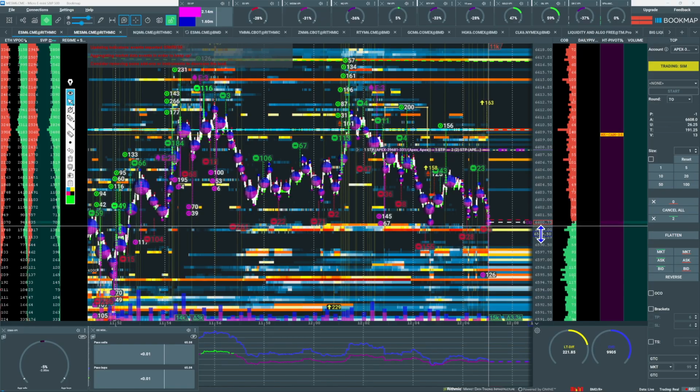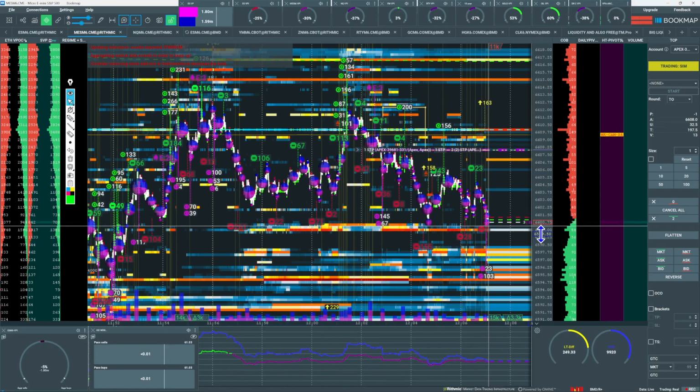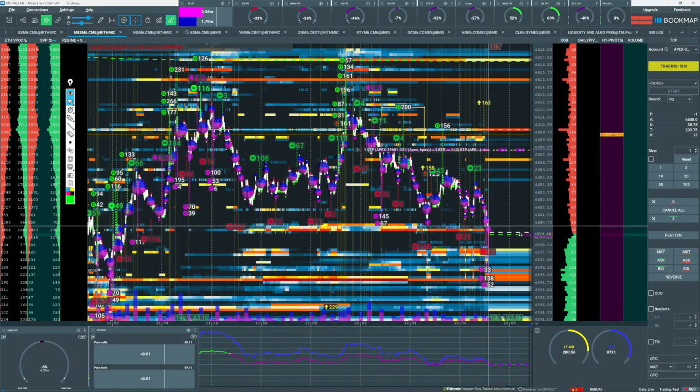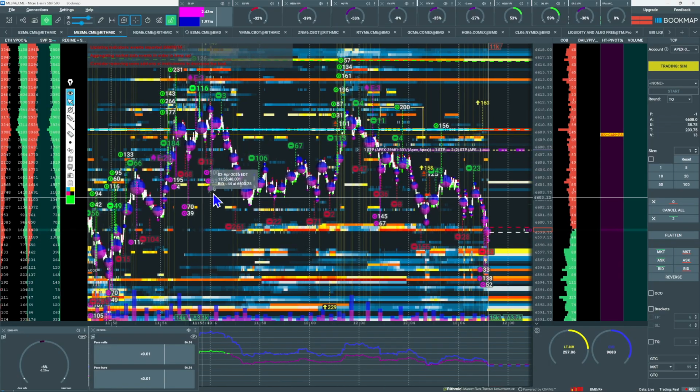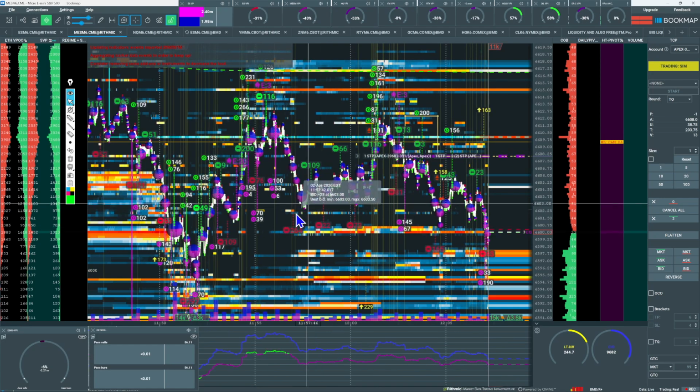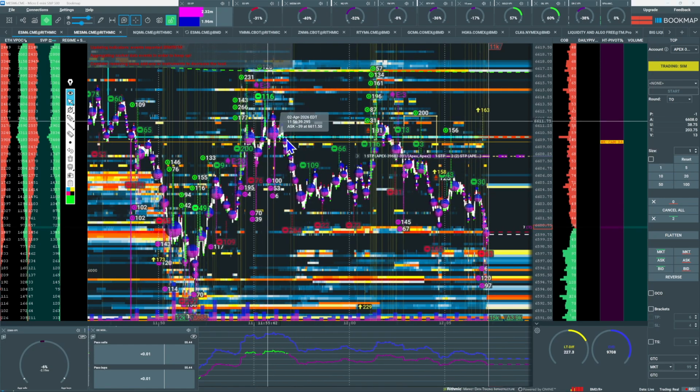Boom. ES seller sweeping book. Boom. MES seller sweeping book. Boom. ES seller sweeping book. Boom. All right, so we have some progress. We're breaking down basically the automatic reaction of this distribution structure.